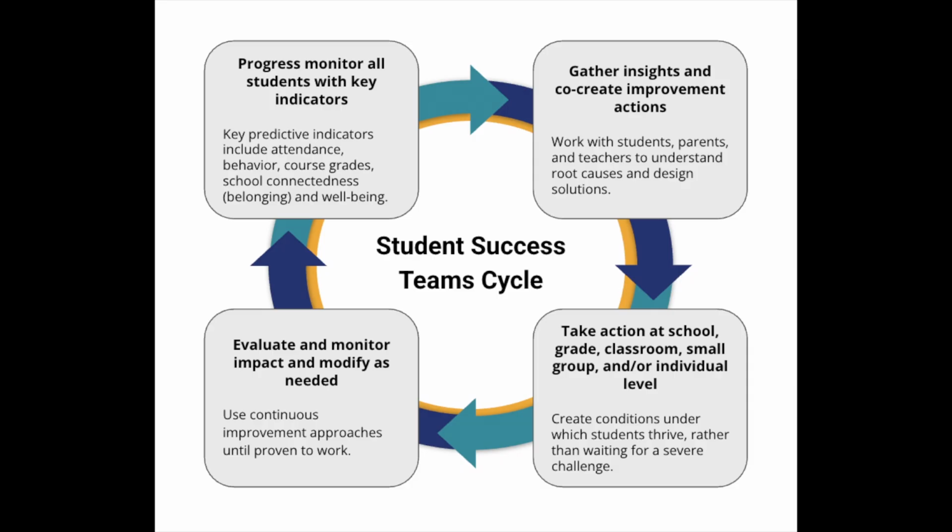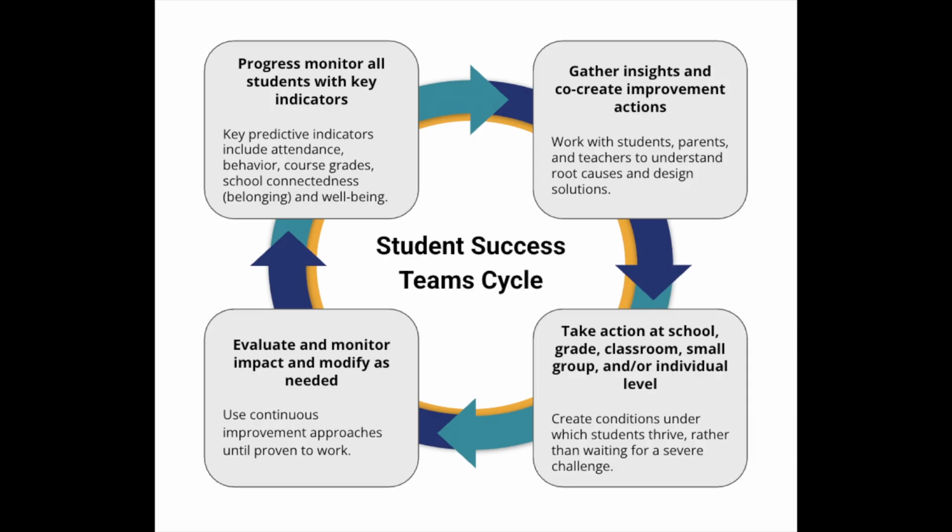Well-being measures include school connectedness or belonging. For example, how many students are involved with an extracurricular activity, or how many students report having a trusted adult at the school. Teams then gather insights from staff, students, parents, and the community to collect further information in order to understand underlying root causes and to develop solutions.